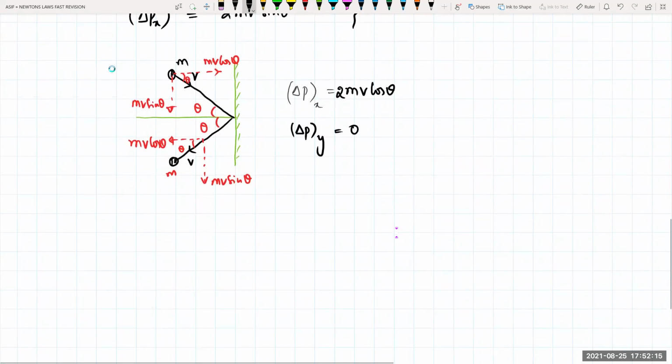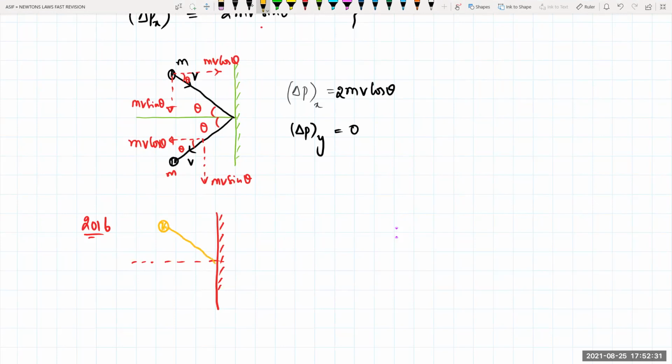There was once a question in NEET 2016 based upon this. I'm roughly drawing it: this is your wall and this is your vertical. There is a ball here hitting this wall, making an angle of 60 degrees with the horizontal, and with the same angle it is reflecting back, that is equal to 60 degrees. So this is V, this is mass M, and this is M, and this is V.